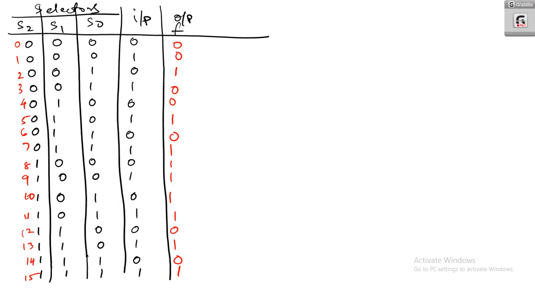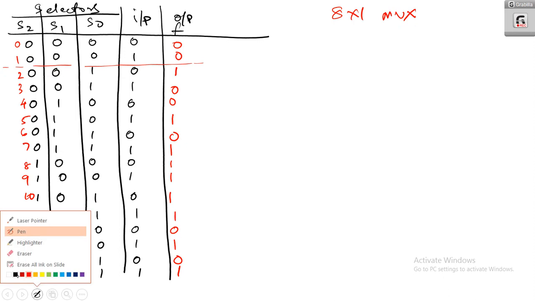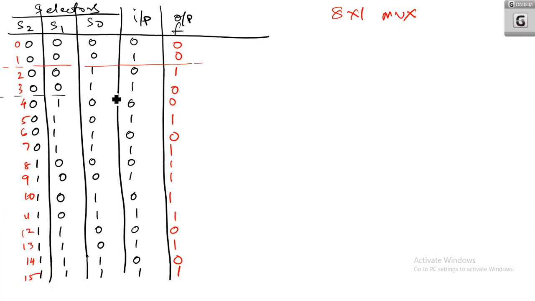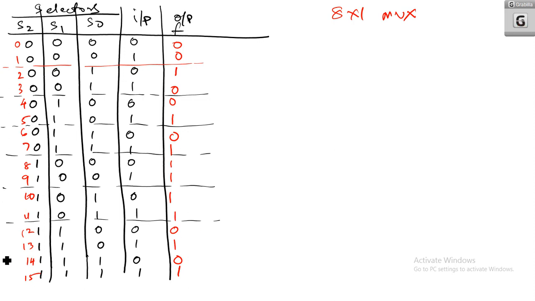Now, since here you are having 16 rows, but you need to realize it using an 8x1 mux, you should take 2 rows by 2 rows. So I am taking the first 2 rows, dividing it into 2 rows each, then the second 2 rows, and so on up to 14, 15. Now I can write F in terms of something else.